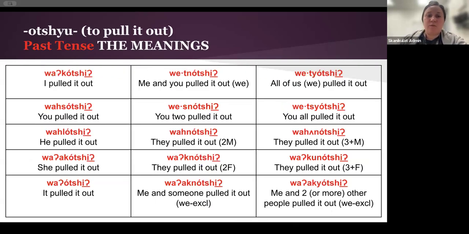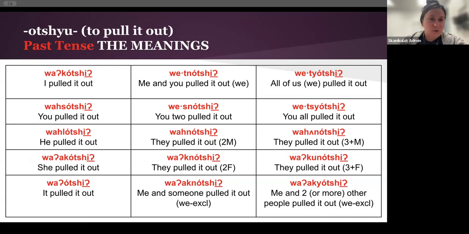Okay, so this is where our changes come in. We have wa goch, wa gochi, wa soch, wa loch, wa agoch, wa och, we dnoch, we snoch, wa noch, wa ganoch, wa agnoch, we dioch, we joch, wa hanoch, wa gunoch, and wa agyoch. So, what does it mean?